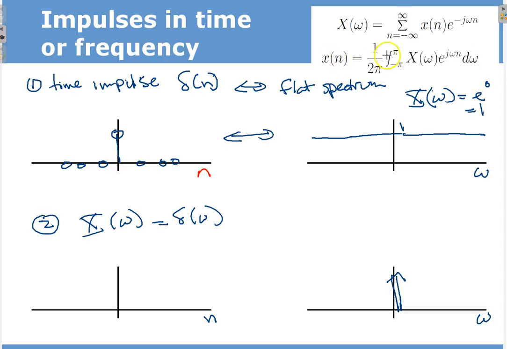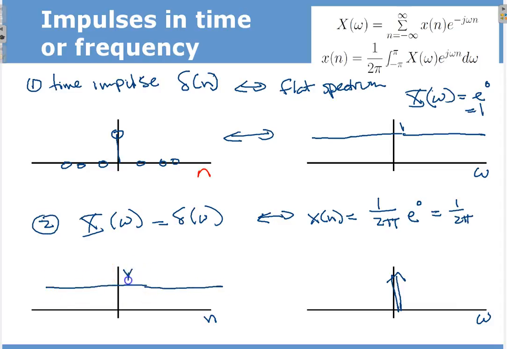So now we use this formula. We have a factor of 1 over 2 pi, an integral over omega, which is only non-zero at omega equal to 0, and the property of the delta function is that it pulls out the value at that point. So we get x of n equal to 1 over 2 pi, our constant out front, times e to the 0, or just 1 over 2 pi. So we get now in time something 1 over 2 pi.